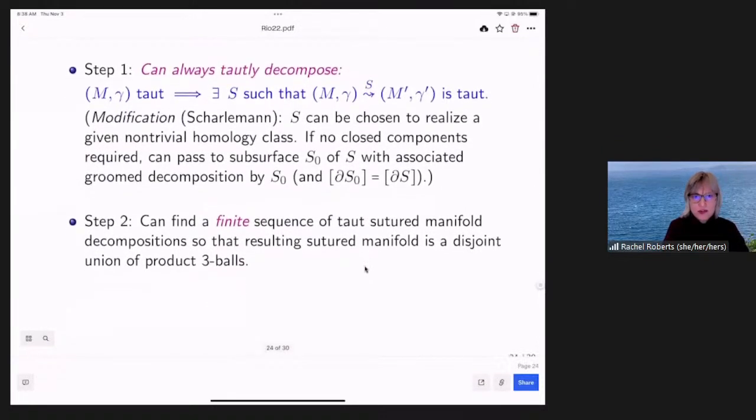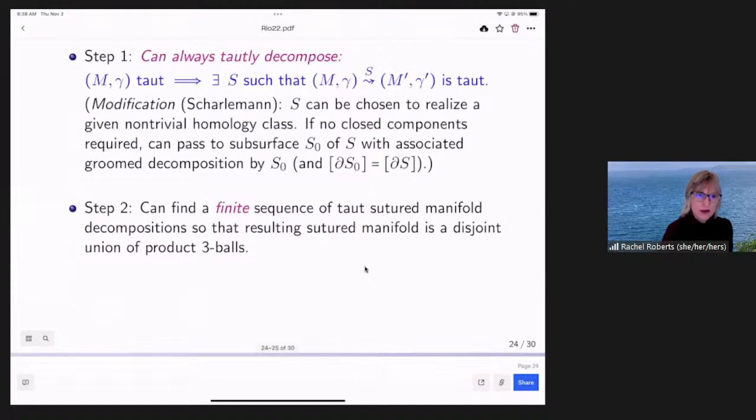And so Gabai proved that you can always tautly decompose. If I give you a taut sutured manifold, there's always going to be a surface S, so that if you cut open along S, you end up with something taut. And this can be improved a little bit. Scharlemann showed that S can be chosen to realize any given non-trivial homology class. And also, if you don't want to allow yourself to have closed components, which sometimes is the case, then you can pass to a subsurface by just throwing away all the closed surfaces. You've probably changed your homology class, but you haven't changed the homology class of the boundary in the homology of the boundary. And then step 2 is that you can find a finite sequence of such things.